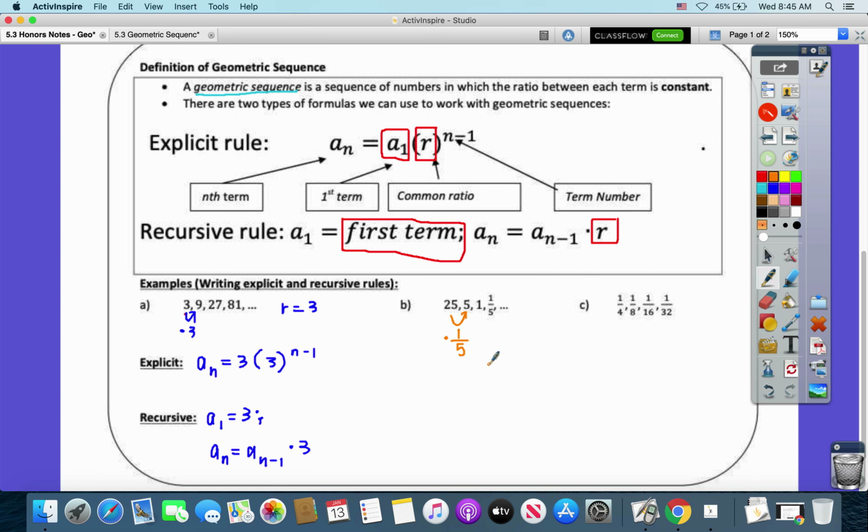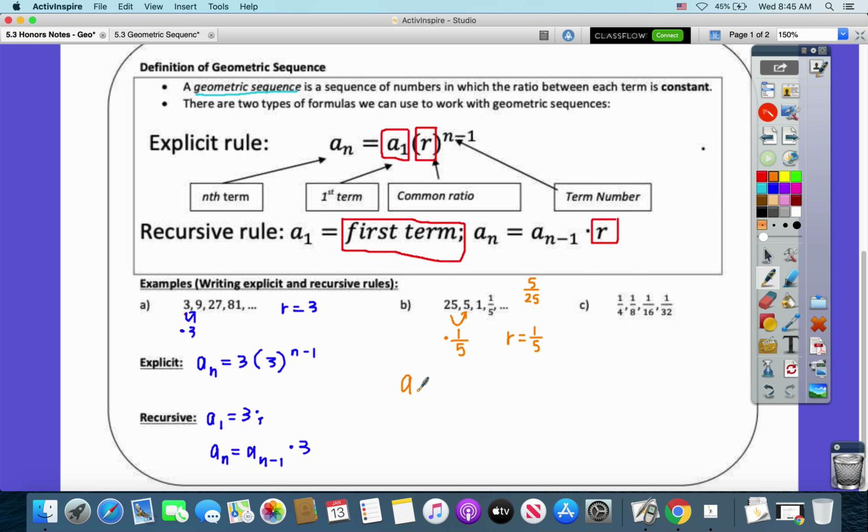And it starts to get difficult on some of these to know from your head what we're multiplying by. So if you're ever not sure, you can take any term and divide by the 1 in front of it. So we could have also figured this out by doing 5 divided by 25. This term divided by the 1 in front of it, and that gives us this 1/5 also. So that's how we find the common ratio if we don't know just by looking at it. Then we can write our rules.